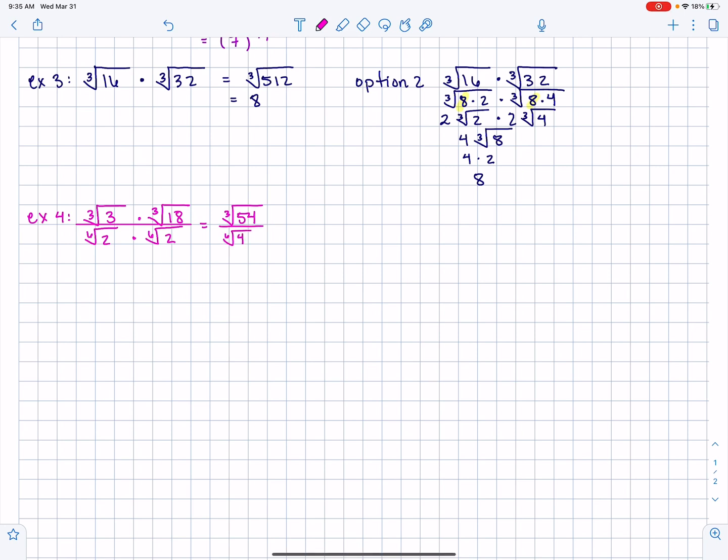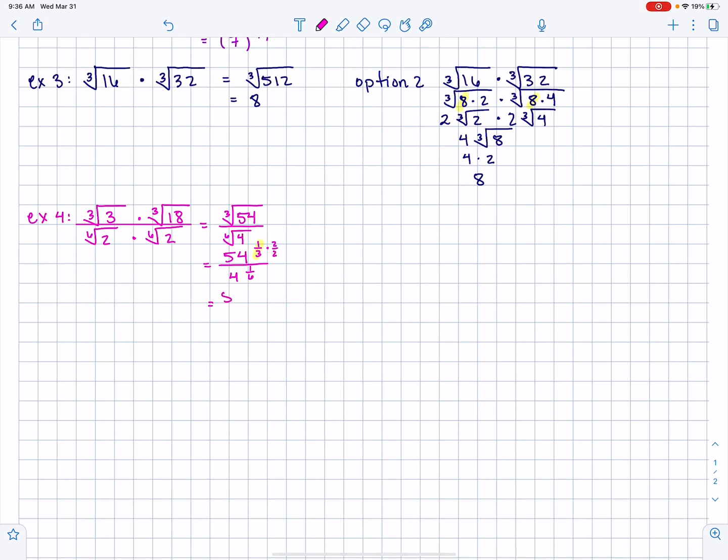At this point I was a little bit stuck, so I said, let's switch these to exponents and see what we can do. So 54 to the power of 1/3 over 4 to the power of 1/6. Still a little tricky. So I'm going to change the 1/3 so that its denominator is 6, changing this fraction to 2 over 6.